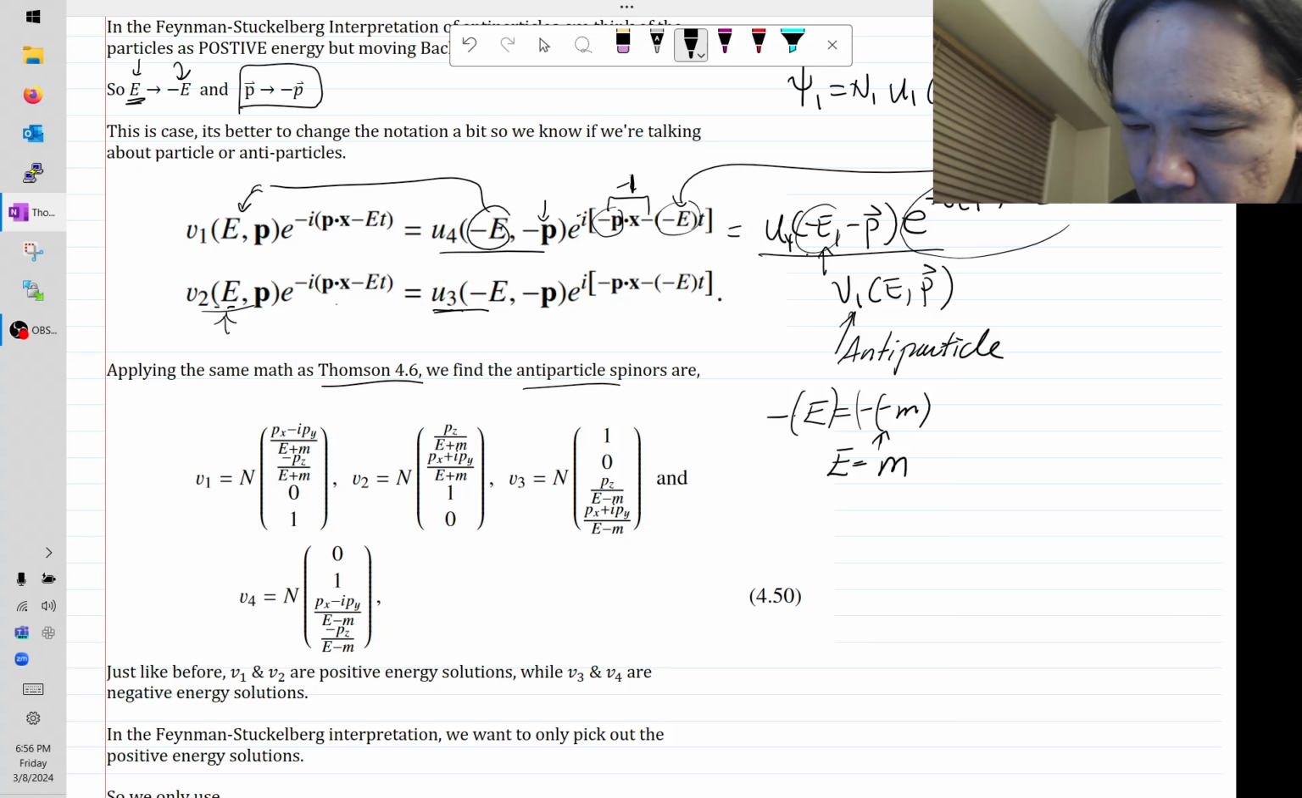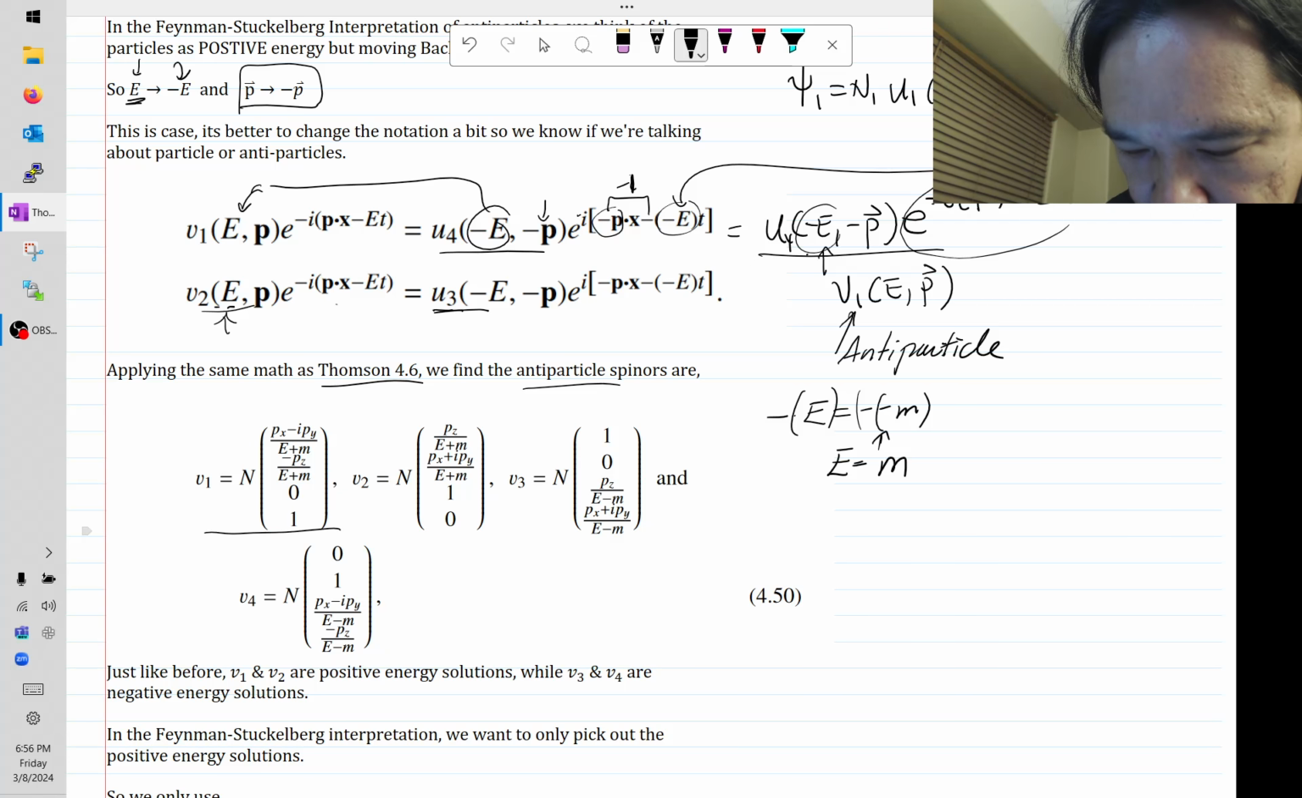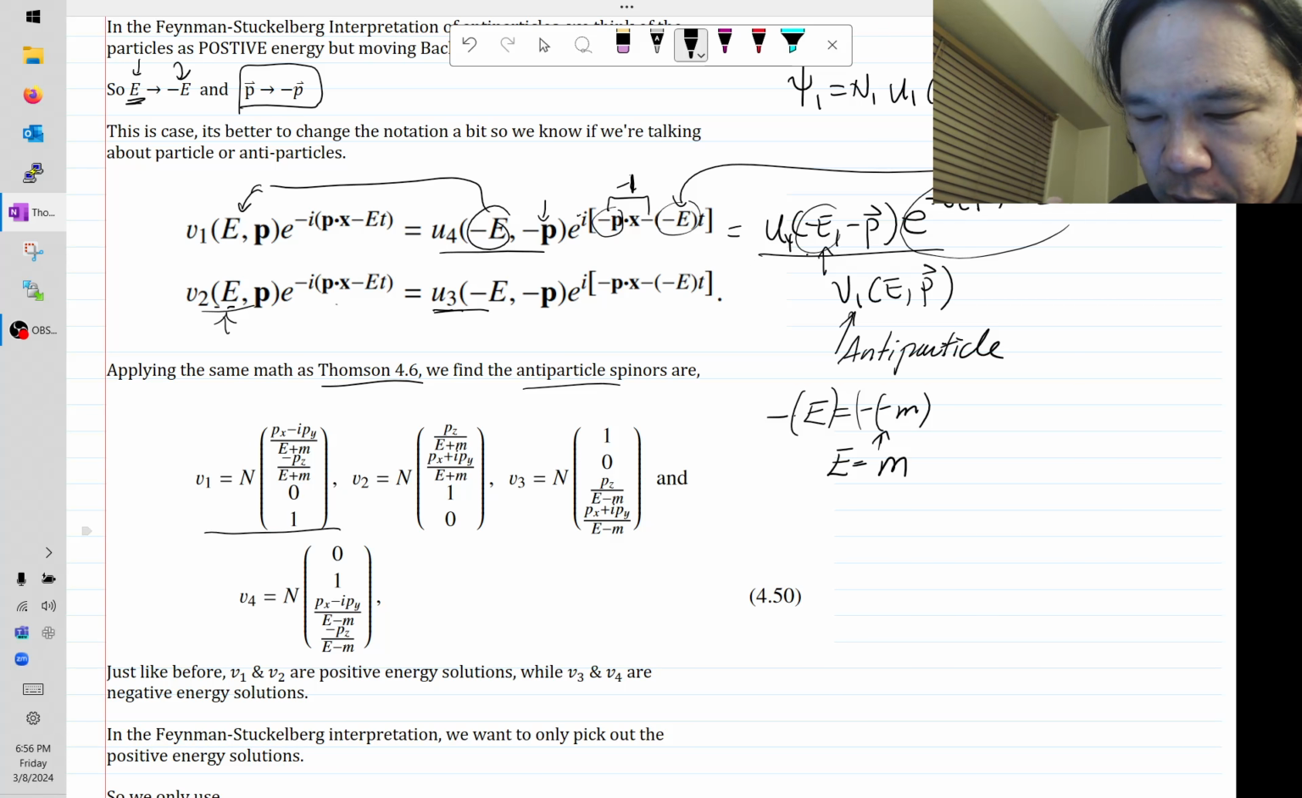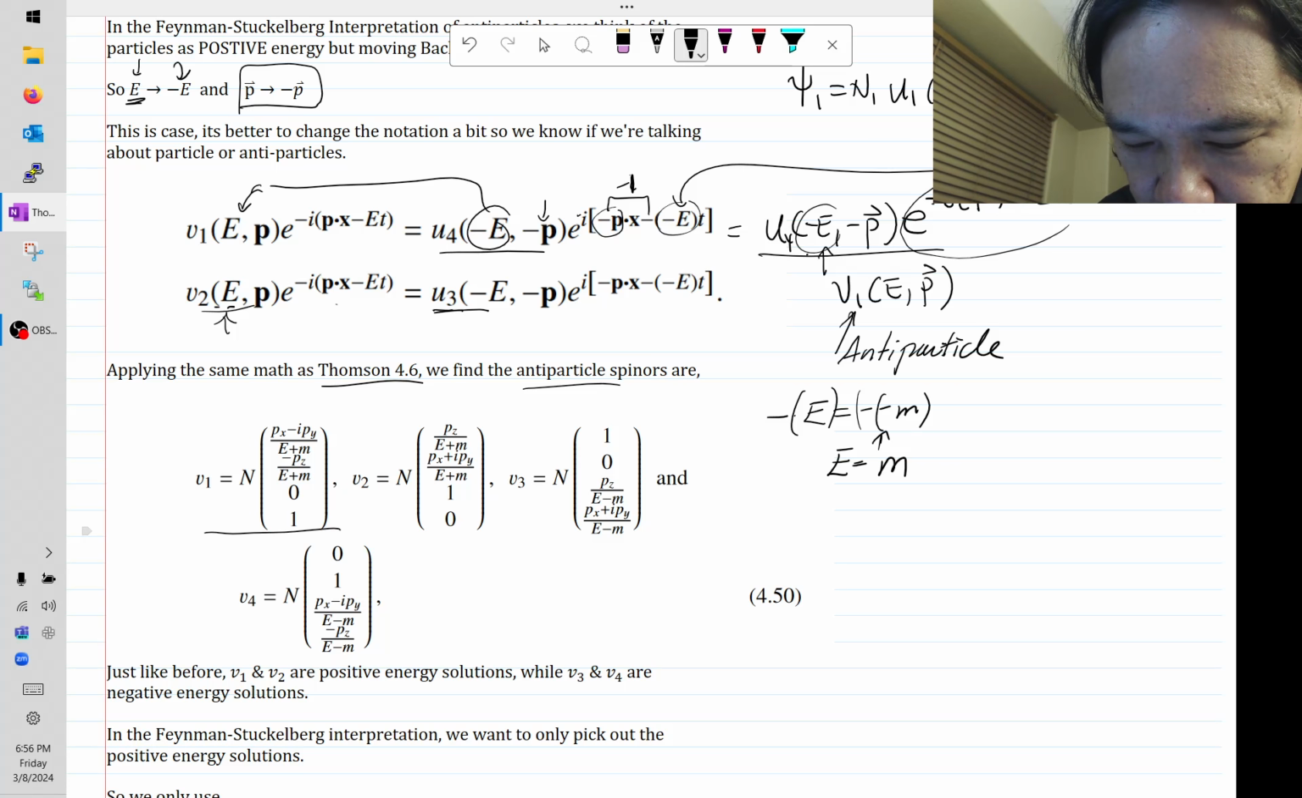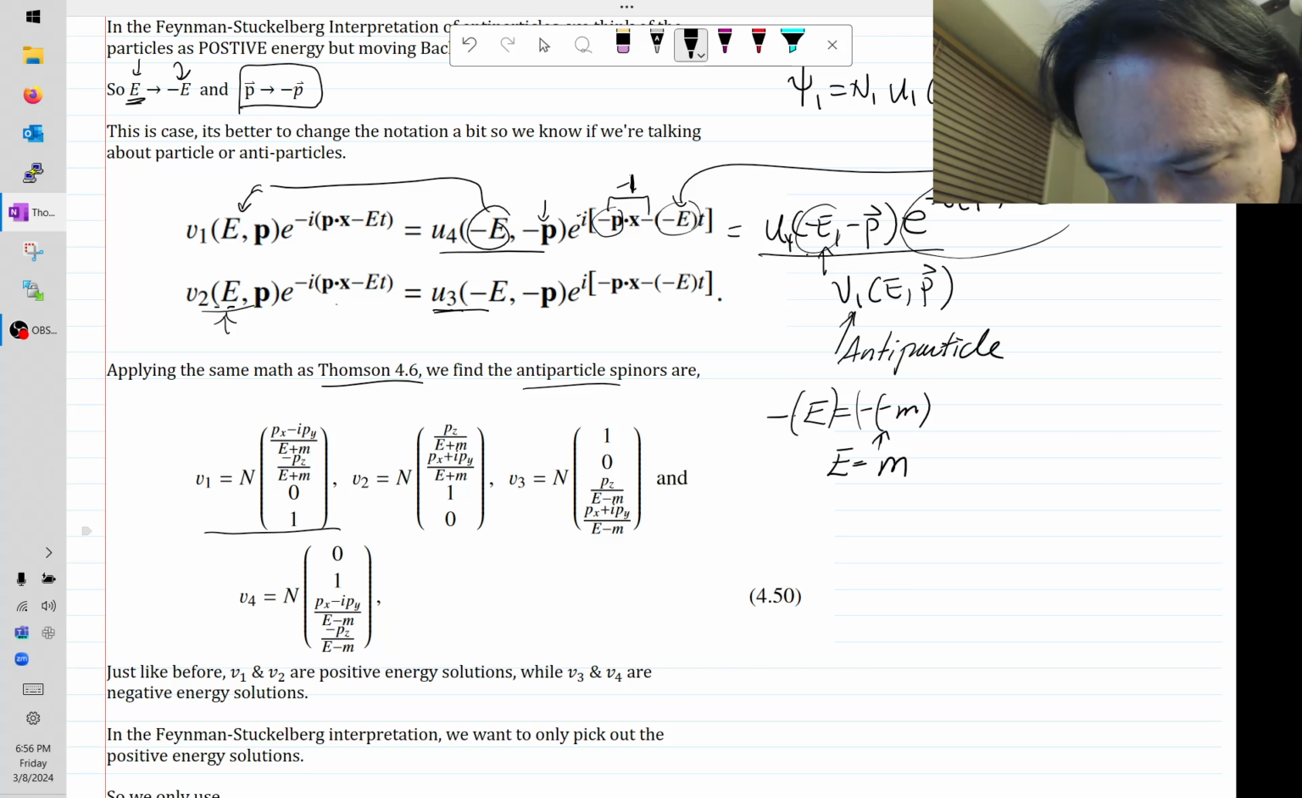So therefore, the fully written out spinors for a free Dirac particle are going to be written as V1 equals some normalization factor as usual.